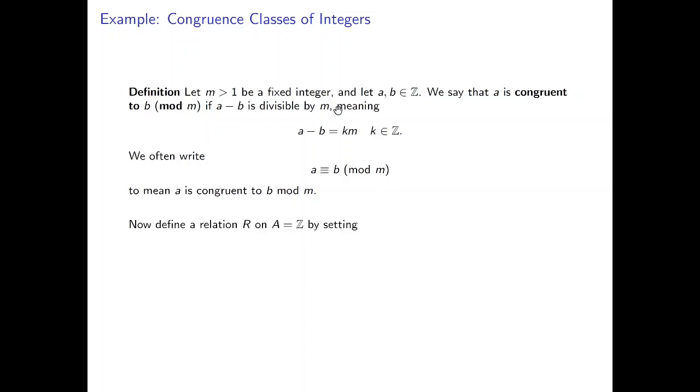We're going to use this particular construction to define a relation R on the set A, where A is just the set of all integers. And what is our relation? Well, we'll say A is related to B if and only if A is congruent to B mod m. This relation depends on the choice of m, so maybe I should really be writing R sub m to indicate that, but it's hopefully clear from the context. It turns out that this notion of congruence mod m is an equivalence relation, and we'll prove this on the next slide.